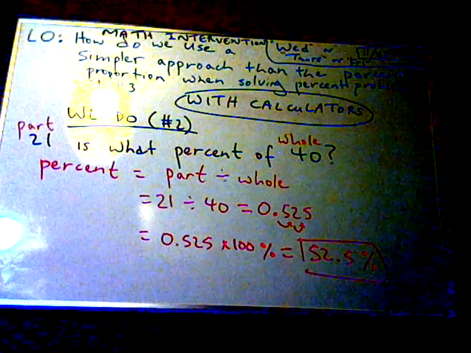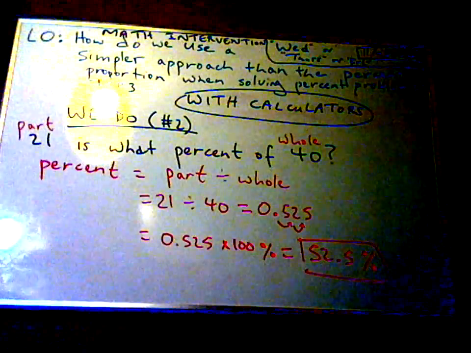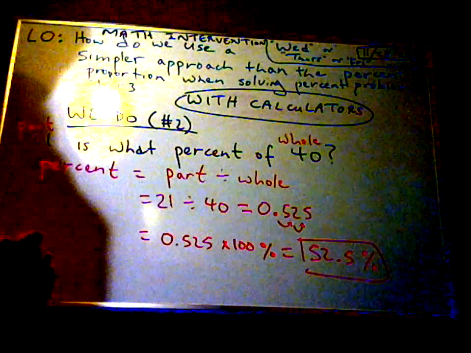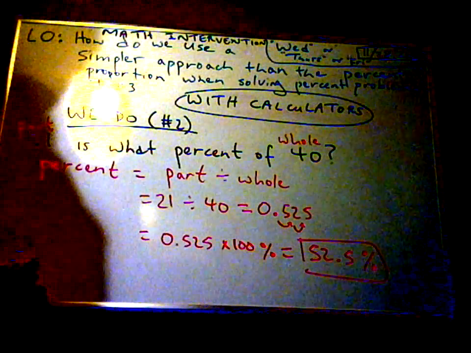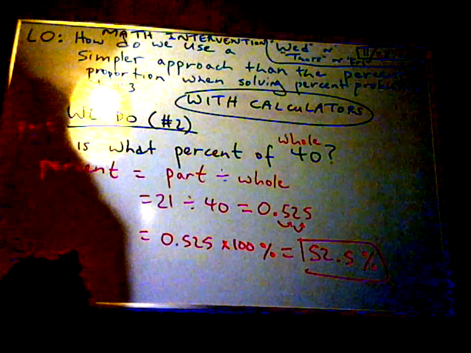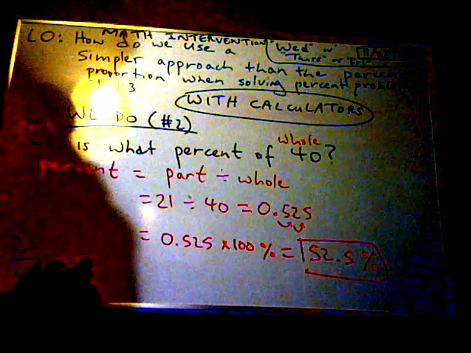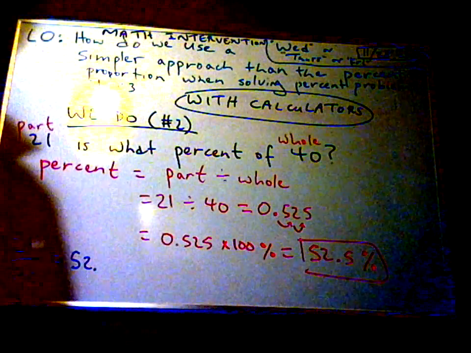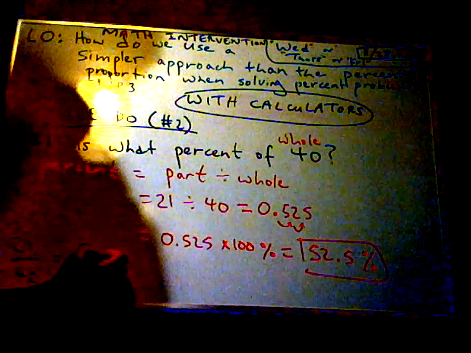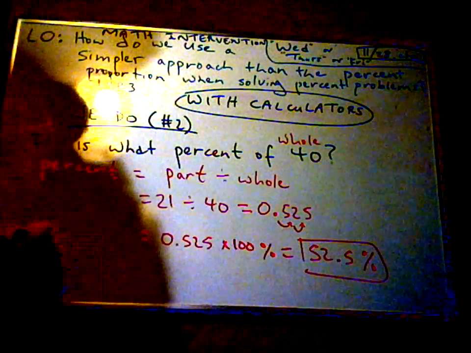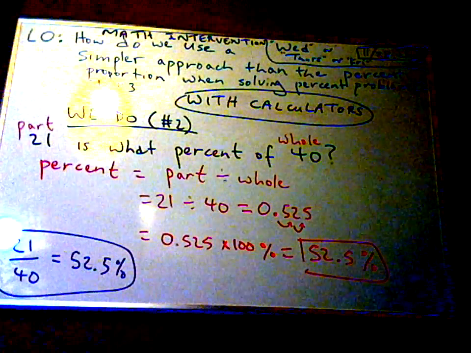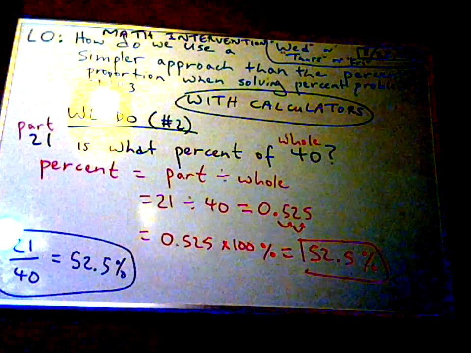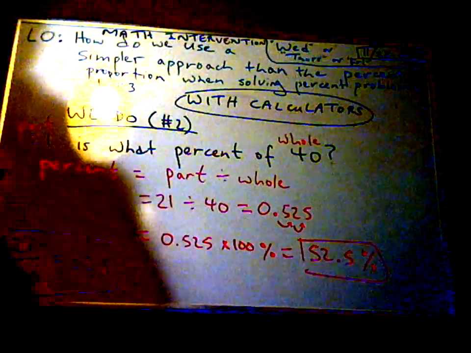Okay. Can anybody see here that when they say 21 is what percent of 40, all they're asking you is to convert the fraction 21 over 40 to a decimal? That's all they're asking you. So if you got a test with 40 points and you only scored 21, your score would be 52.5%. That's all they're asking you. You see it? Okay. So percent is part divided by whole.